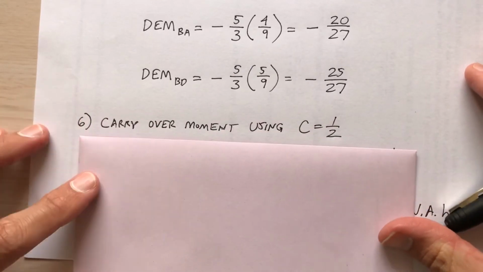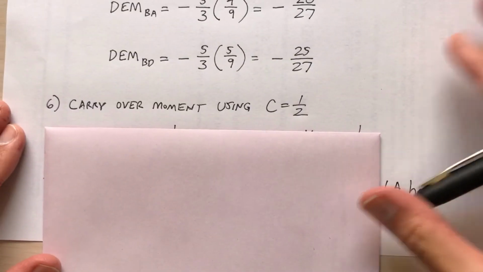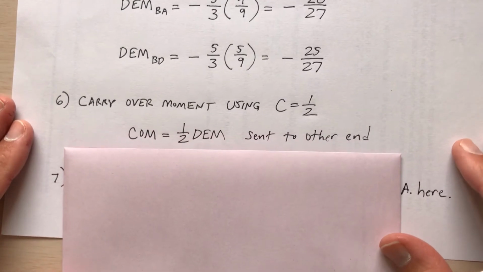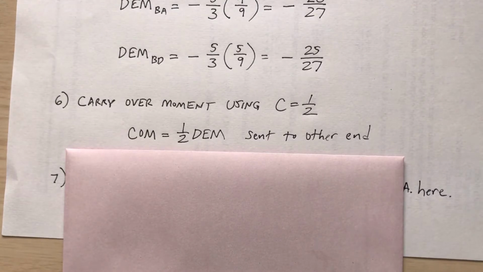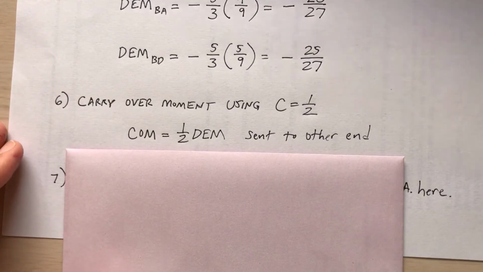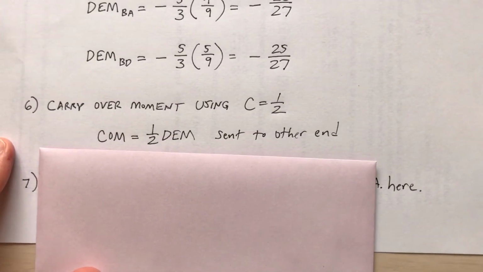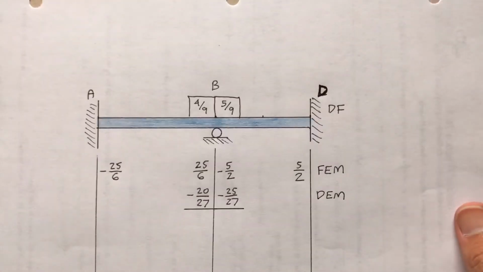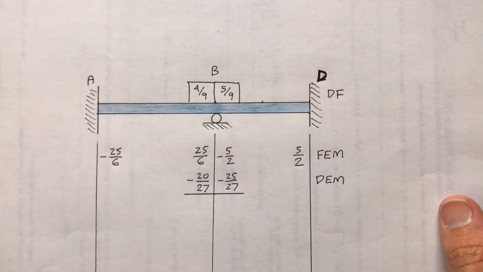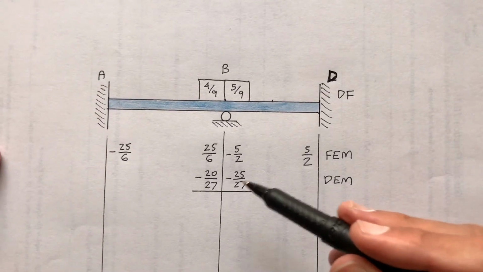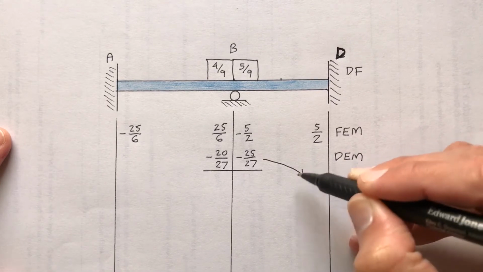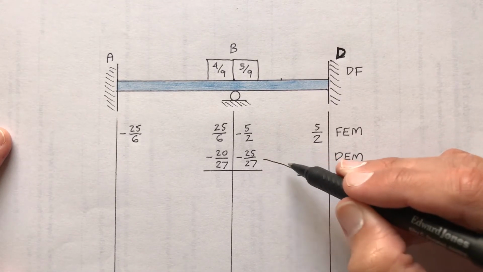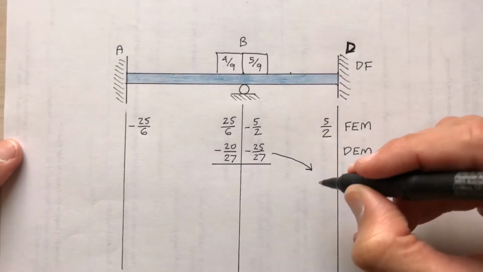Step 6, carryover moment. What am I talking about? C is equal to 1/2 for this example. So the carryover moment is equal to 1/2 of the distributed end moment that I'm sending to the other side. Watch this. I'm taking half the distributed end moments. What is half of 25/27? Because I'm going to send that over to D. Draw this arrow. Half of this, take it over here. That'll be negative 25/54.